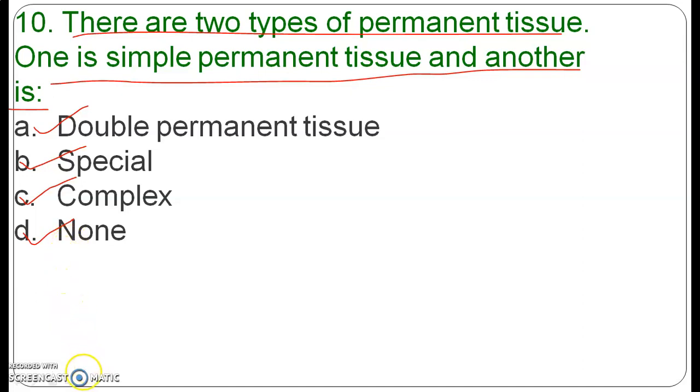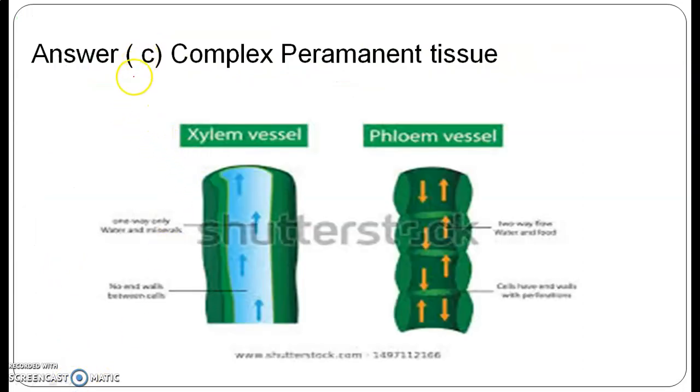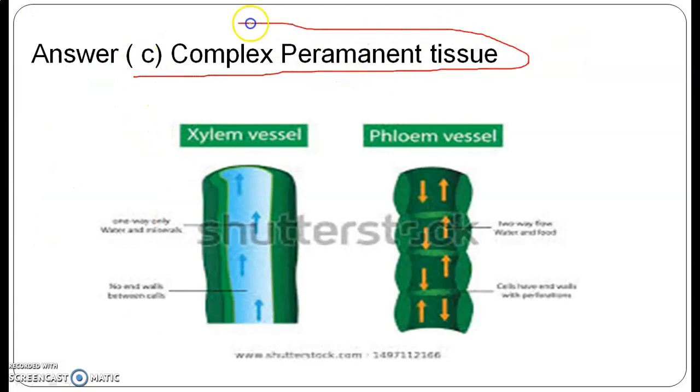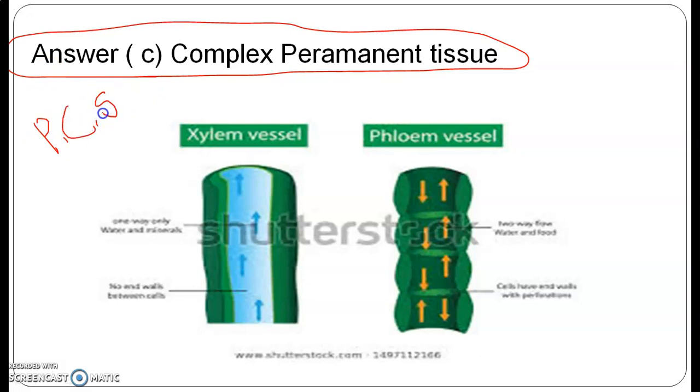Okay, so I hope you have marked the right answer. The correct answer for this question is C, that is complex permanent tissue. I have told you multiple times that in the case of permanent tissue, plants have two specific categorizations, that is simple permanent and complex permanent. In simple permanent, we have parenchyma, collenchyma, and sclerenchyma. In the case of complex permanent, we have xylem and phloem.